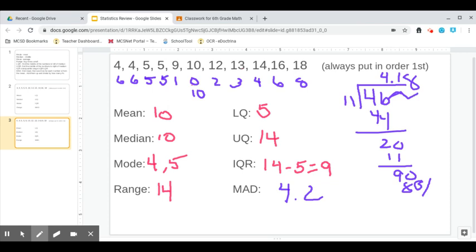So that is everything that you're going to be doing on your exit ticket today. It's kind of a review of everything we've learned basically to calculate in statistics. Good luck with it. And if you need to, come back and look at this video.